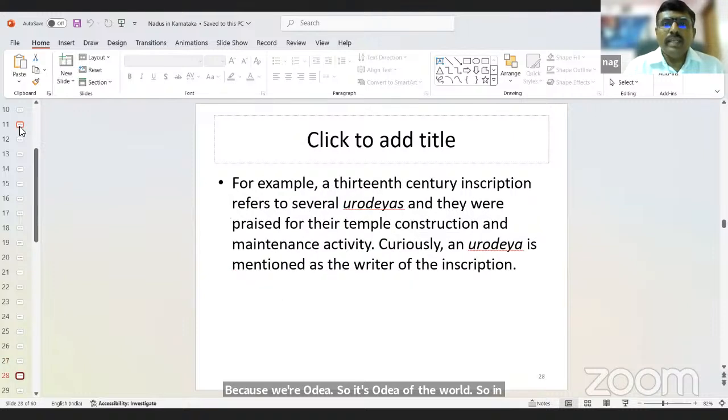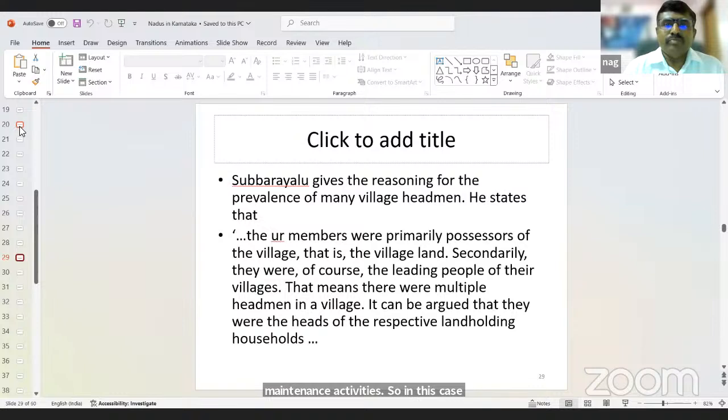So we find that in the 13th century inscription, there is reference to several Urodayas. And they were praised for the temple construction and maintenance activities. So in this case, Urodaya is also mentioned as the writer of the inscription.